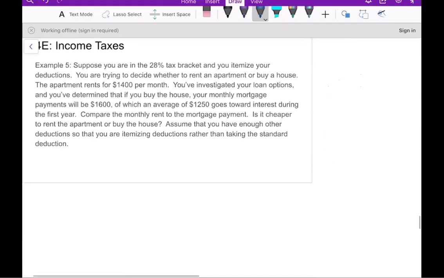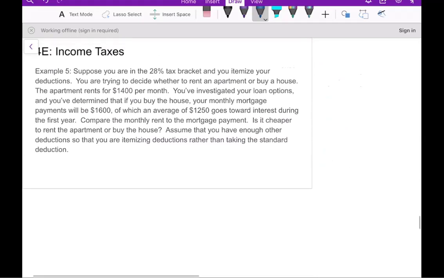Okay. Now, in this next example, we're going to suppose that we're in the 28% tax bracket and you itemize your deductions. Now, you're trying to decide whether to rent an apartment or to buy a home. The apartment rents for $1,400 a month. You investigated your loan options and determined that if you buy the house, your monthly mortgage payments will be $1,600, of which an average of $1,250 goes towards interest during the first year.